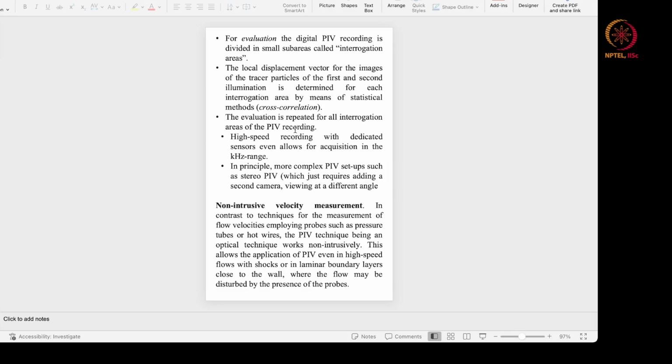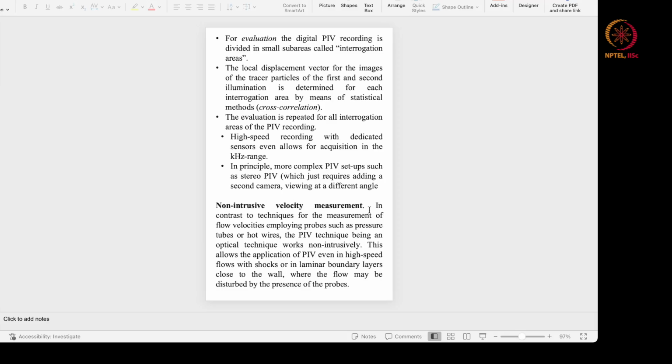Now, we can use high-speed recording with dedicated sensors. This allows for acquisition in the kilohertz range. So that means you can actually now measure very high-speed flow. In general, more complex PIV setups, such as stereo PIV, even tomographic PIV, add a second and a third camera viewing at different angles. Tomography we already saw a little bit in your Schlieren topic.